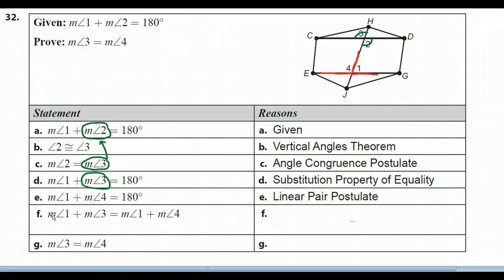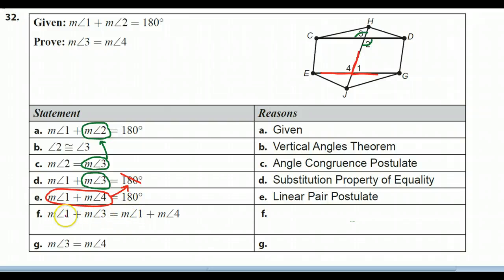Okay, statement F: the measure of angle 1 plus the measure of angle 3 equals the measure of angle 1 plus the measure of angle 4. How did we know that? We're going to look at D and E. If we put those together, we actually get F. You take statement E. We know that angle 1 and angle 4 added up equal 180. I'm going to plug that into the equation in statement D, plugging angle 1 plus angle 4 in there for 180. So 180 is not there anymore. The measure of angle 1 plus the measure of angle 4 is in there now.